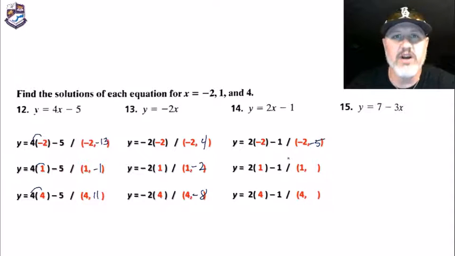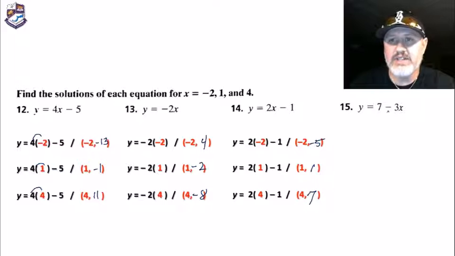I feel like one of those auctioneers. Just a lot of numbers really fast. 2 times 1 is 2, minus 1 is 1, and 2 times 4 is 8, 8 minus 1 is 7. So those are those guys, and writing them all as ordered pairs, okay?